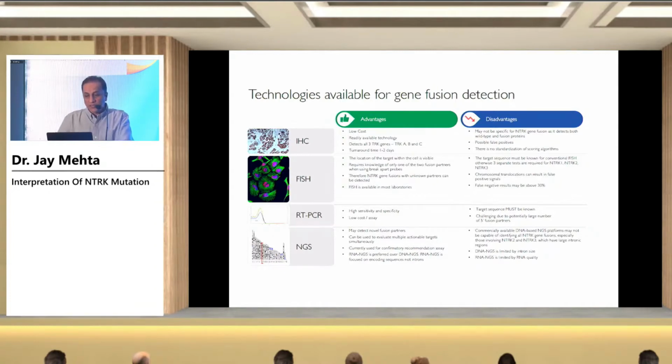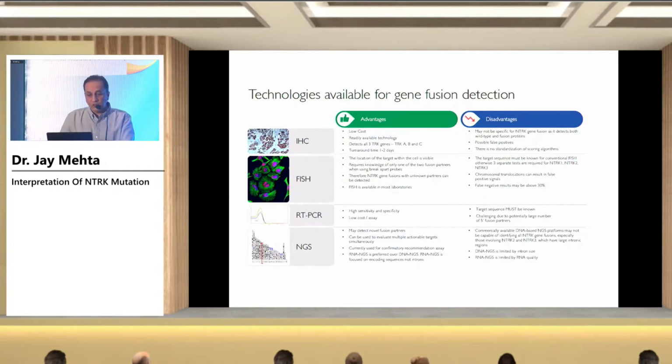Now, the disadvantage is that it may not be specific for NTRK gene fusion, because the antibody will pick up a wild-type protein as well as a fusion protein. It may possibly cause false positives because tissues which are rich in neuronal tissue, such as, for example, smooth muscle tumors or neurogenic tumors, may anyway express NTRK. So you don't know that. As we are confirming for lung tumors, it may not be applicable, but in general, IHC for that reason has a low specificity. Also, there's no standardization of scoring algorithms as yet.